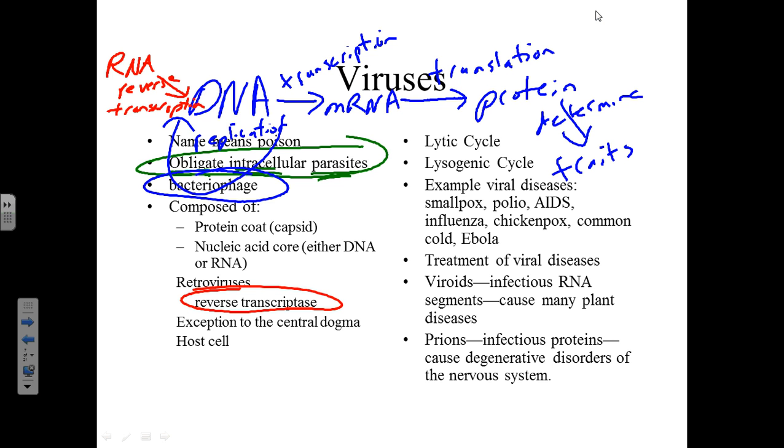Now, luckily for us, these don't affect us because what knocks them off in us real fast? If you were to get a viroid inside your body, what would happen? Your immune system would get it. There's no protective coat. It would kill it very quickly. But they do affect plants.